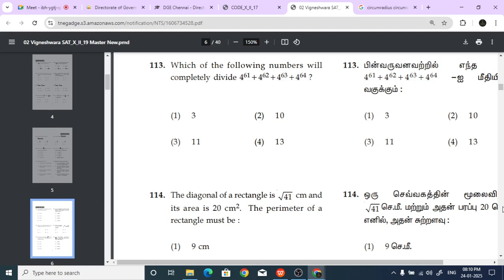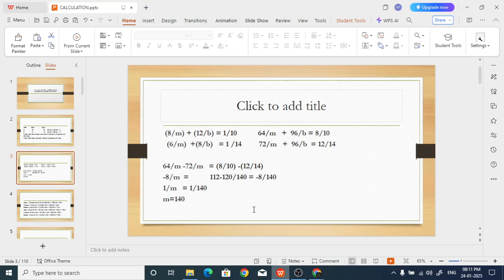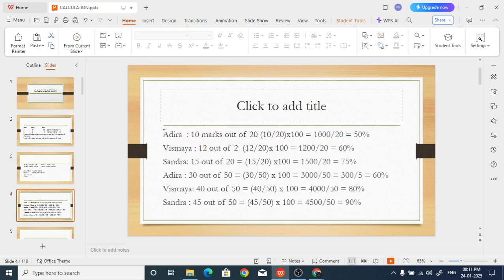Which of the following numbers will completely divide 4 power 61 plus 4 power 62 plus 4 power 63 plus 4 power 64? You know how to do this? You know the method? I will tell you the method. If you know the method, it will be very easy. You will always think, oh, this is very, very simple.